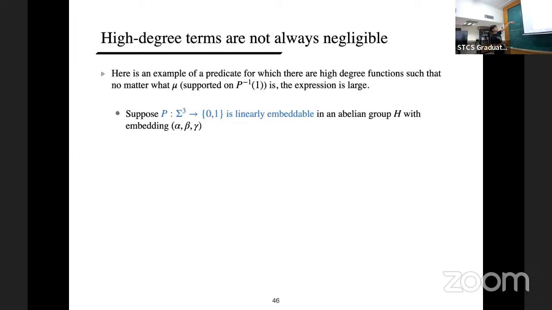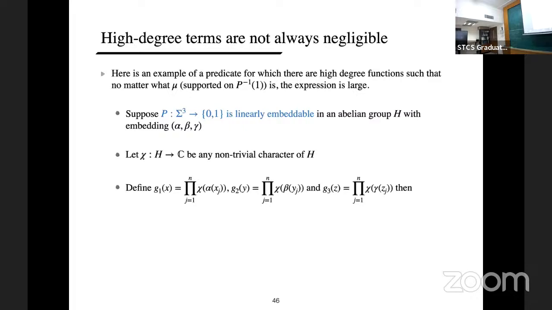Okay, so let's say P is a predicate which is linearly embeddable. So we take that predicate, which means there is a group such that, and there are these embeddings alpha, beta, gamma. Okay, right? And let's say chi be any non-trivial character of H. Now from this, I'm going to construct three functions, G1, G2, and G3. What are these? They take this n-variable input, and they just apply this character to each coordinate. So you apply the map alpha, you get a group element, and you apply the character to this group element. You get complex numbers, you multiply all these things. So that's how I define my G1. G2 is similar and G3 is similar.